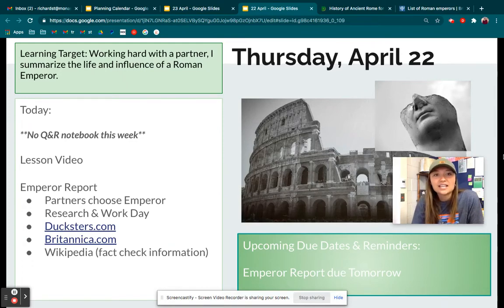Today your learning target is working hard with a partner. Yes, you are having a partner project. I summarize the life and influence of a Roman emperor. So we are learning about Roman emperors today and tomorrow, and it's going to be really interesting.